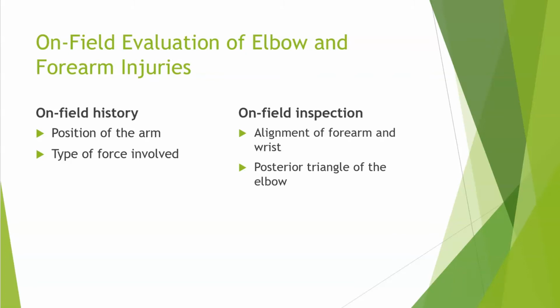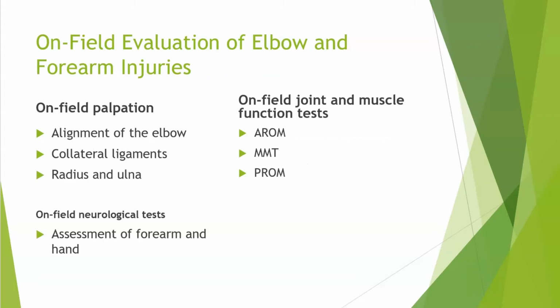But on the field history, we're looking at what force was involved, the position of the arm, and then for inspection, we're looking equal and bilateral. If there's anything out of the ordinary, it's going to be pretty apparent. When we're palpating, we want to palpate bony integrity first, so the alignment of the elbow. So palpating the humerus, radius, and ulna, and then getting to the collateral ligaments, assessing if they can actively or passively move it, and then the neurological test would be more the upper quarter screen that we'll get into when we meet.